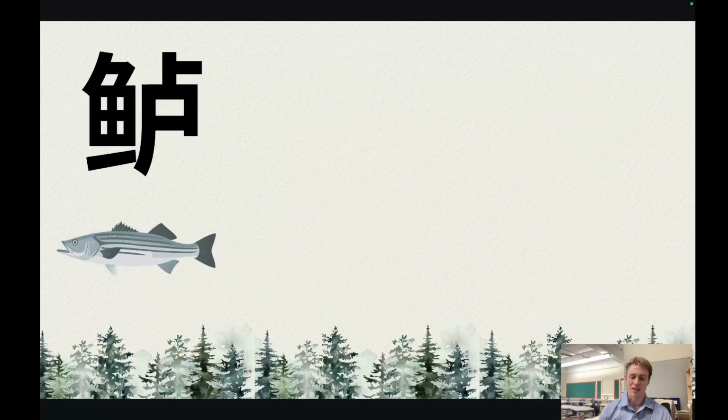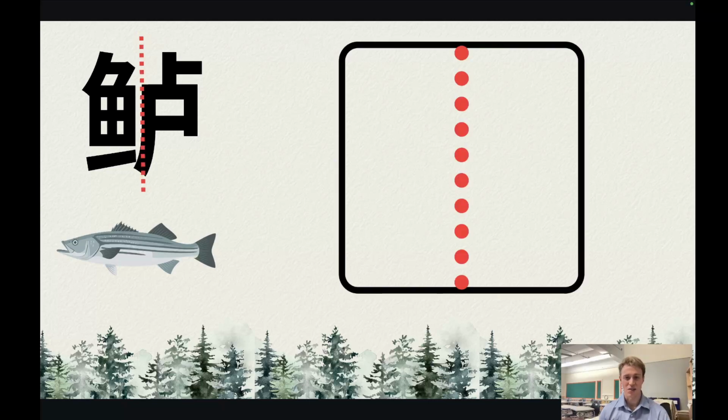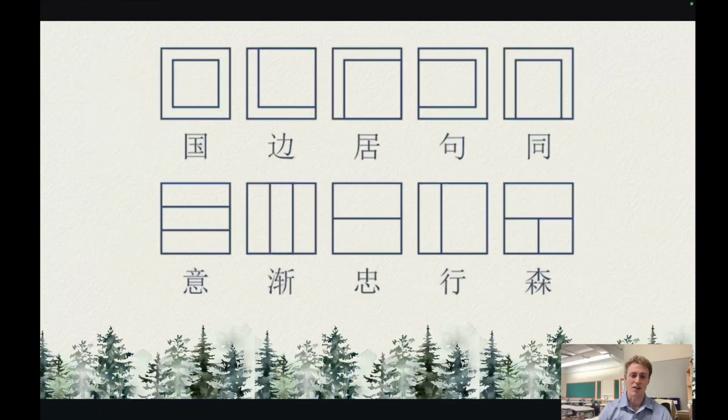So if we look at this character more closely, you can draw a line down the center, and that is one of the character structures that you'll see most commonly: a left-right character structure. There are a bunch of different character structures which we have listed for you here, as well as some examples below. Let's go through them one by one.